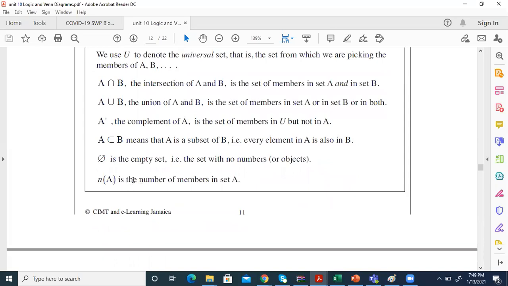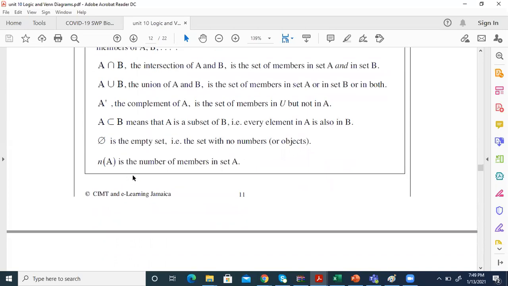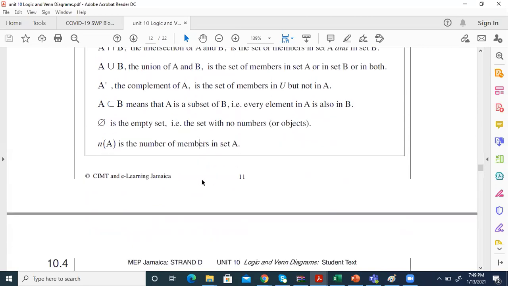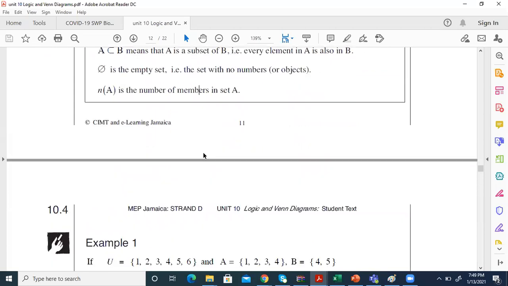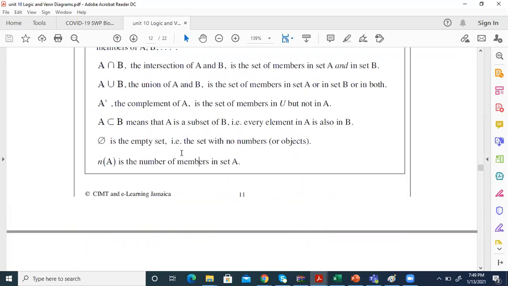Number of elements in A, just telling you the number of members in A. Some books will say elements in A, and even some will say objects in A. So, for example, if set A has 3 animals, cat, dog, squirrel, then the number of elements in A is 3.